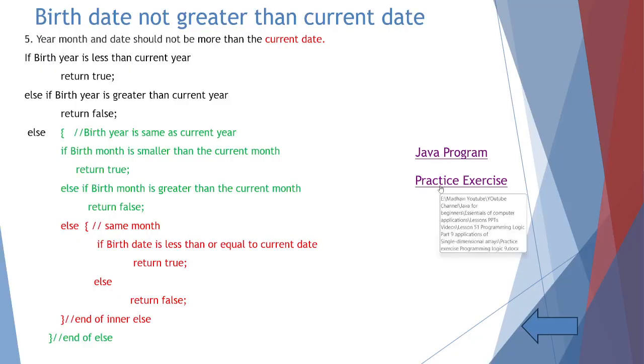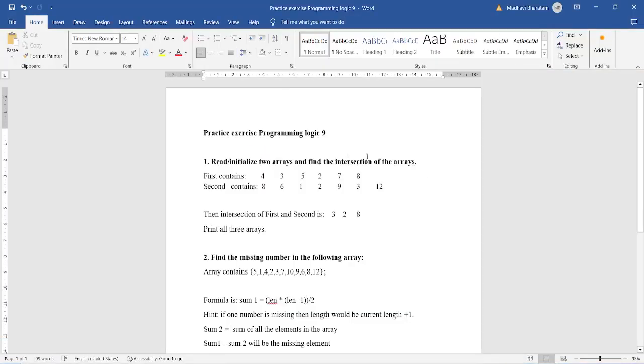Let's see a practice exercise. Read or initialize two arrays and find the intersection of the arrays. Array 1 is, let's say, 4, 3, 5, 2, 7, 8, and these are the elements of the second array. Intersection means both the arrays should have the element. For example, 4 is not there in the array, 3 is there, so we mention it, and then 5 is not there, 2 is there, we mention it, and then 8 is there. So the intersection would be 3, 2, 8.